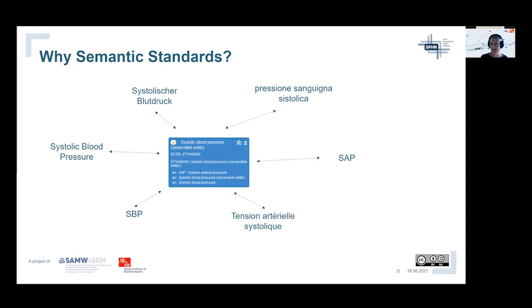But we are dealing with interoperability with data, and we want machines to understand the meaning of the term. And that's why we want to use semantic standards. This is now a picture of systolic blood pressure from SNOMED CT. And you see below, very small, an ID, a number of this term. And this is very handy for machines to interact with each other and understand the meaning when data comes from different systems.